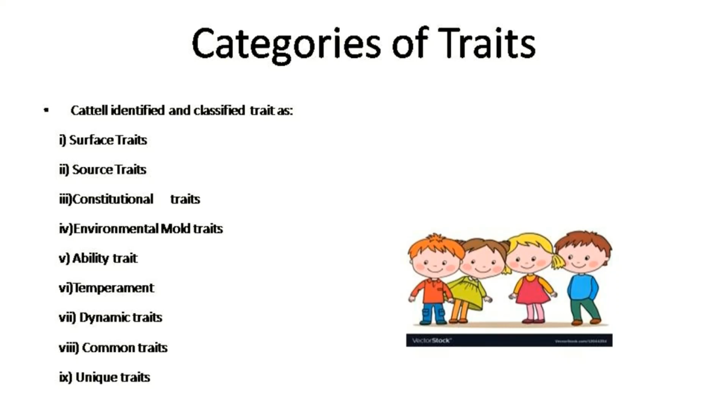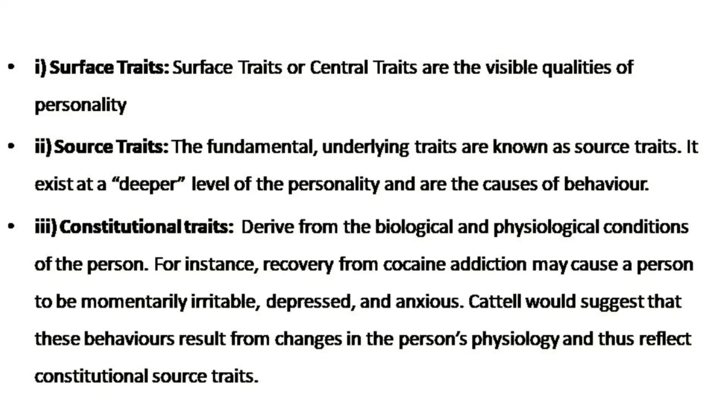Coming to the categories of traits, Cattell identified and classified traits as surface traits, source traits, constitutional traits, environmental mold traits, ability traits, temperament, dynamic traits, common traits, and unique traits. So, what are surface traits? Surface traits or central traits are the visible qualities of personality. Those traits which are visible in a person's personality are called surface traits.